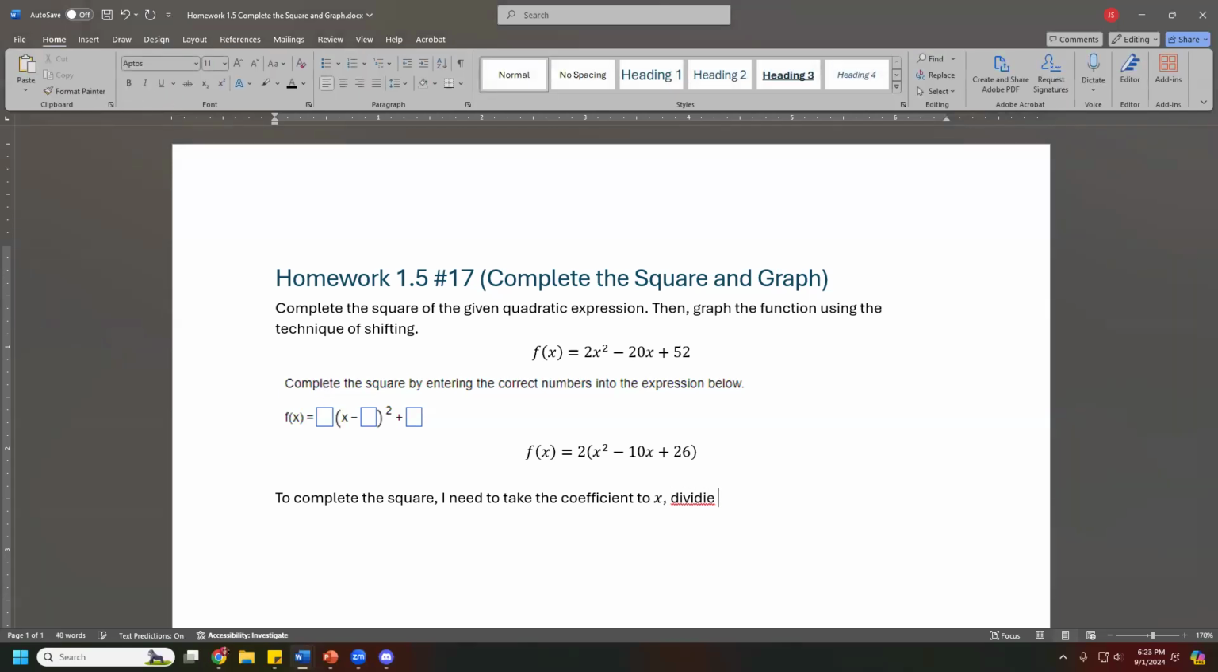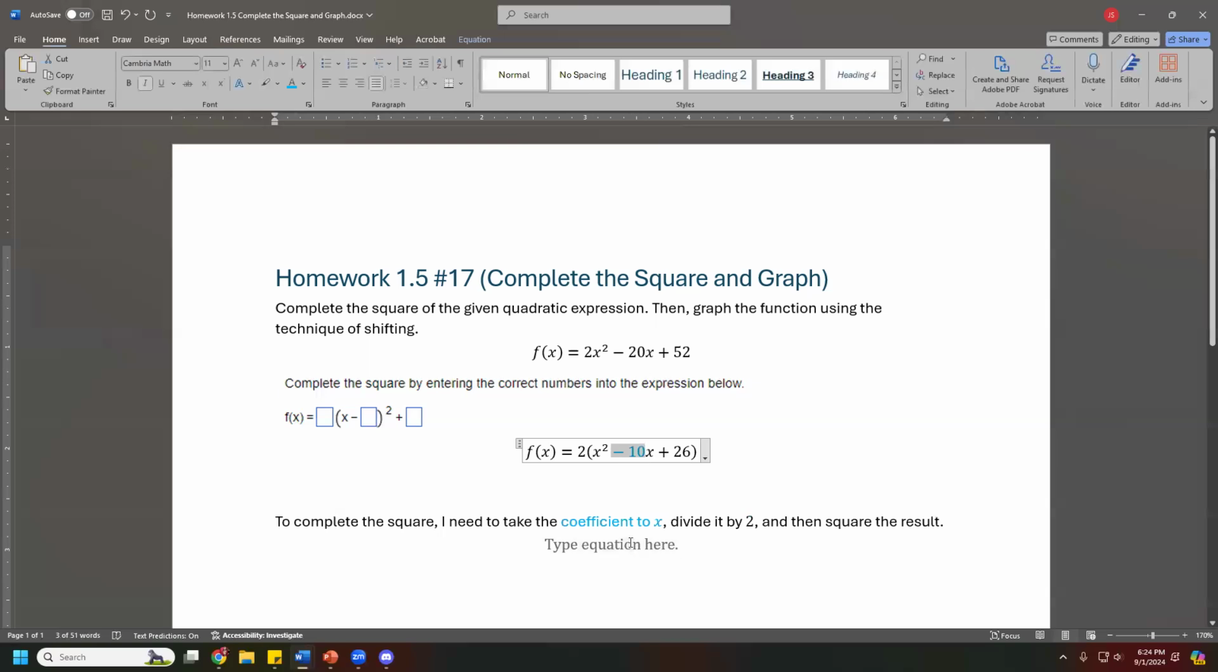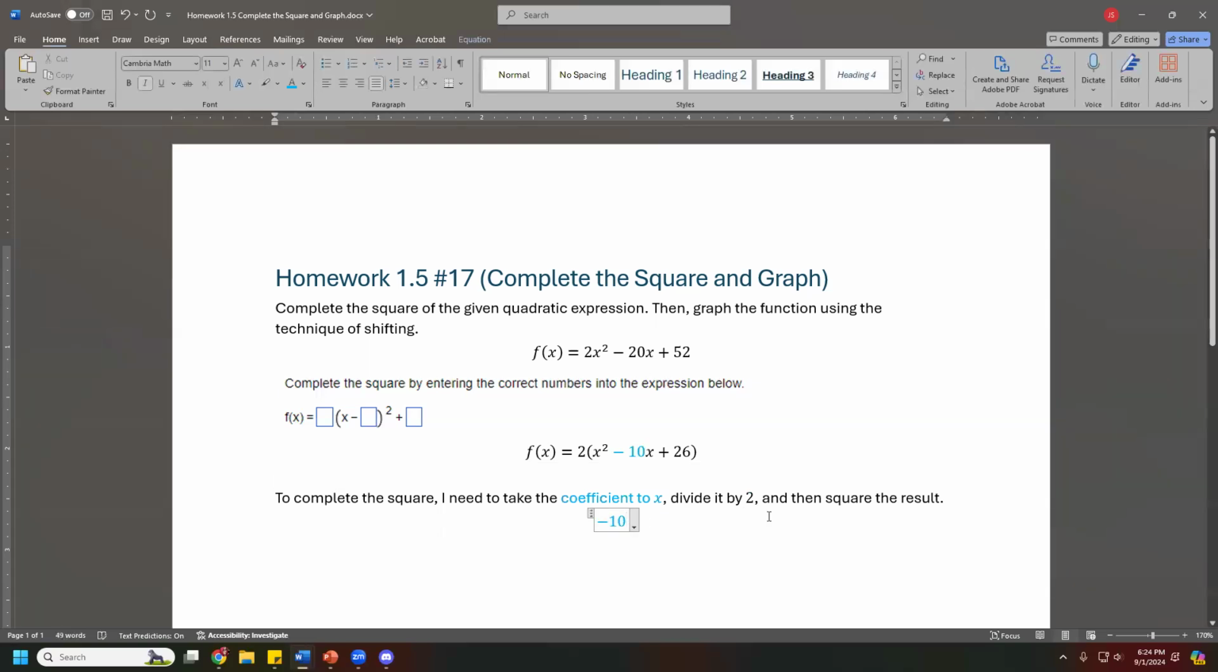divide it by 2, and then square the result. So the coefficient of x right here, I'm going to highlight this text blue. The coefficient of x is this. I'm not talking about x squared. I'm talking about the number multiplying just x, and that's going to be -10. So I need to take -10, and I need to divide this by 2. So divide it by 2 right there.